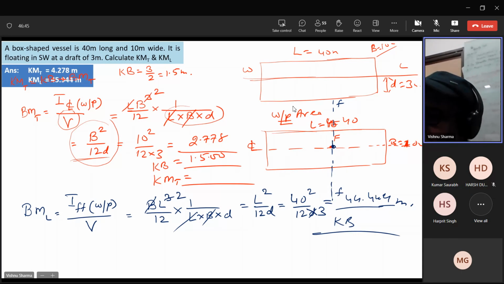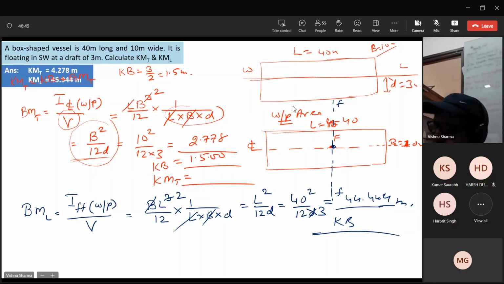If anybody does not understand what I have done, please clarify, because if you have doubts here, we should address them here, not allow them to aggravate as we complicate the questions further. Sir, you took BML equal to IFF, meaning from this method... I did say, repeat your question, beta.